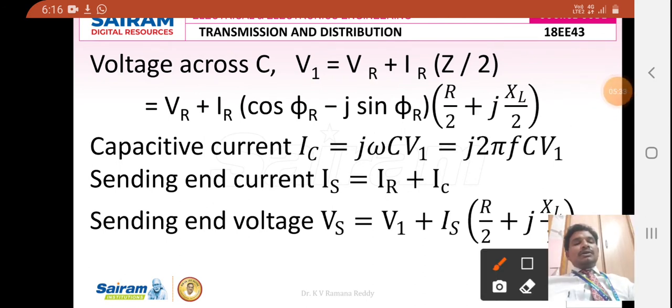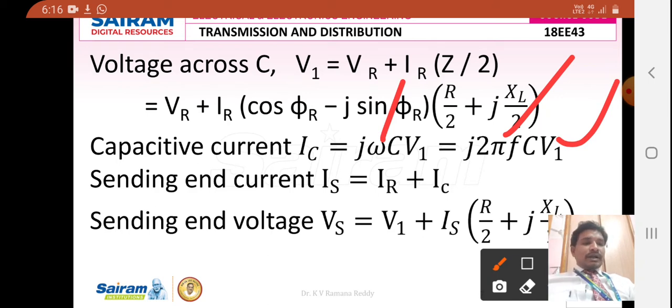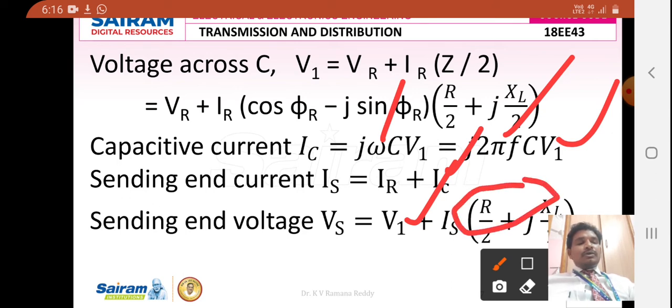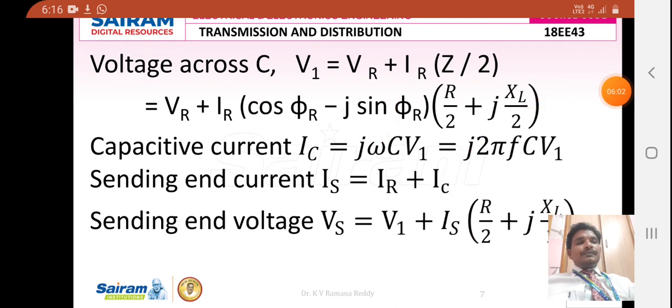Then again, capacitive current IC is equal to jωC of V1, or we can write that jω means 2πf, so j2πfC V1, or we can also write jV1Y. Next, the sending end current IS is equal to IR plus IC, and the sending end voltage Vs is equal to the capacitor voltage V1 plus the voltage drop at the first half of the segment, IS into (R/2 + jXL/2).